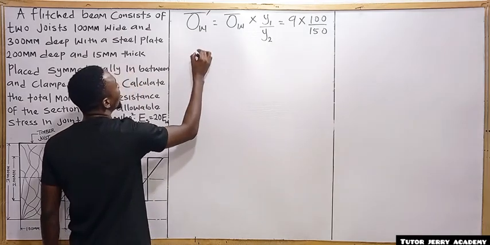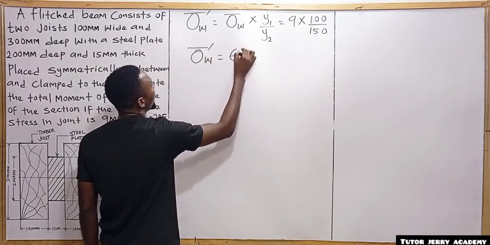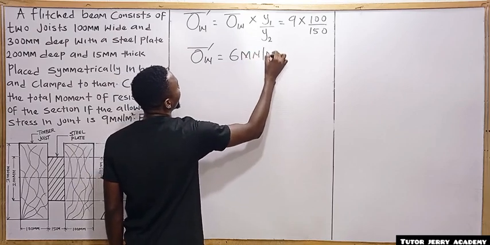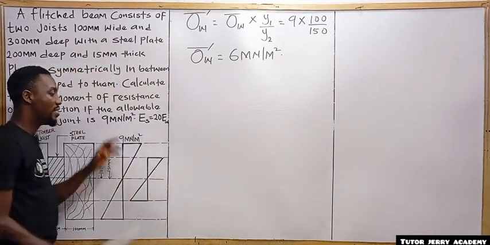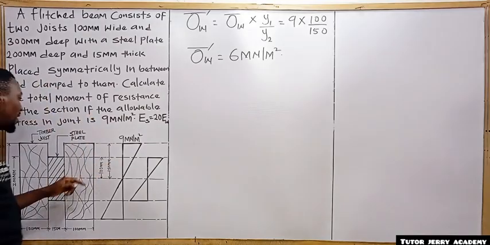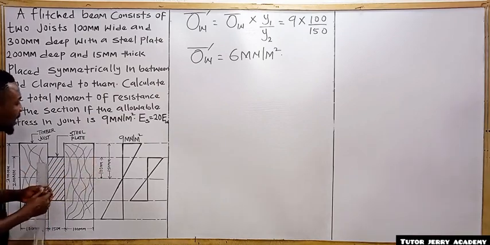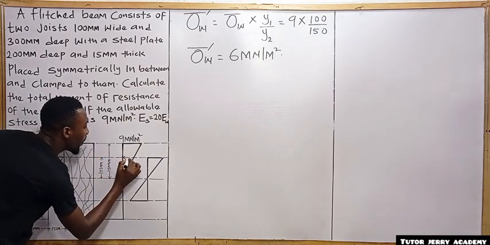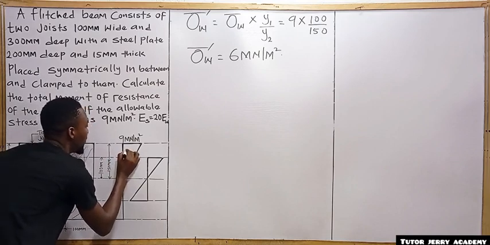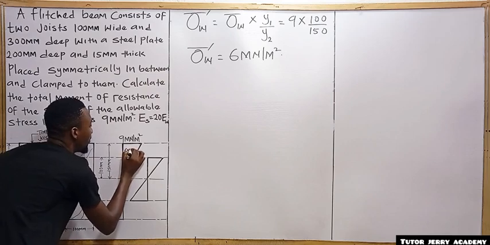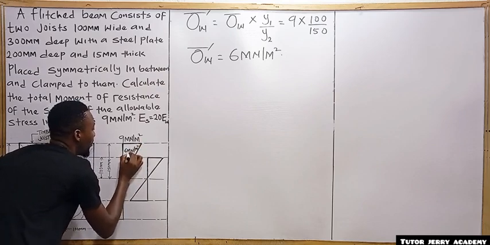It is going to give us 6 meganewton per meter squared. This is the answer that we have for the maximum stress in the wood at 100 mm from the neutral axis. So we are talking about this point here, and it shows that the stress here is 6 meganewton per meter squared.